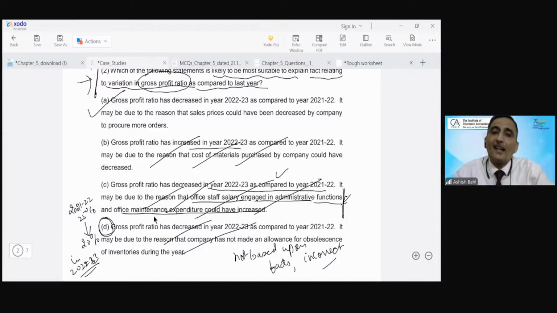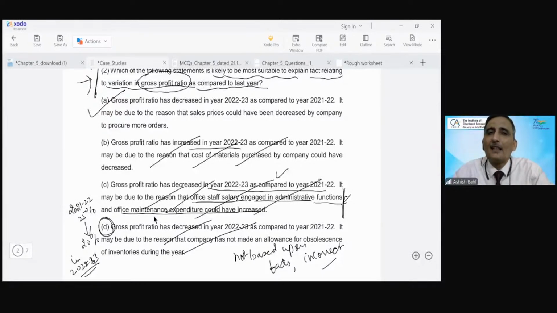Pranav, yes, you are sitting. First I wrote A, then I got confused. No, that is how you have to see in your exams, and keep your nerves intact.